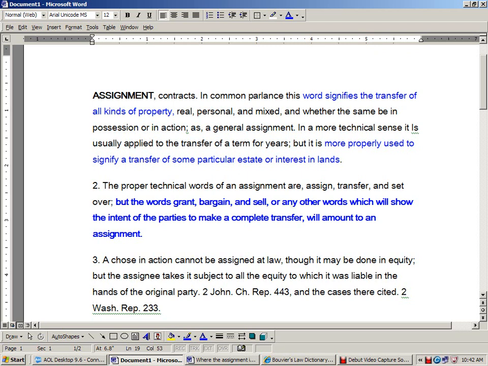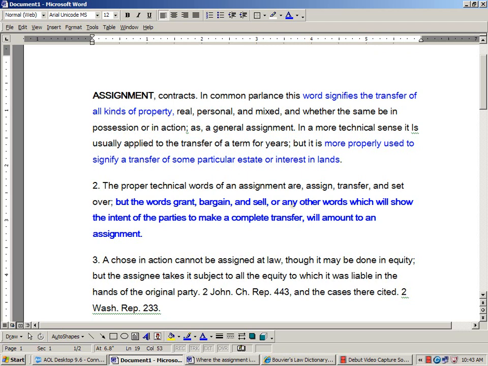Assignments. Good stuff, pay attention. Assignments and contracts. In common parlance, the word signifies the transfer of all kinds of property, real, personal, or mixed, whether the same be in possession or in action. As a general assignment, in a more technical sense, it is usually applied to the transfer of terms of years, but is more properly used to signify a transfer of some particular estate or interest in lands.